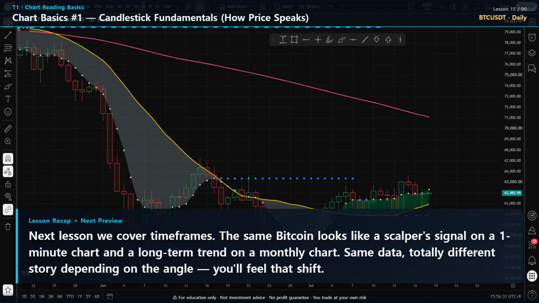Next lesson, we cover time frames. The same Bitcoin looks like a scalper's signal on a 1-minute chart and a long-term trend on a monthly chart. Same data, totally different story depending on the angle. You'll feel that shift.